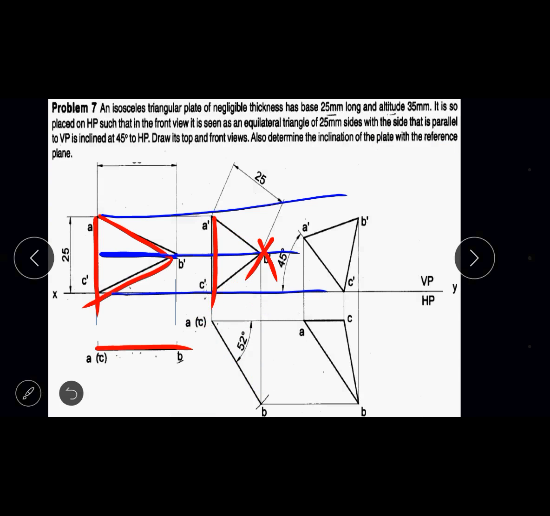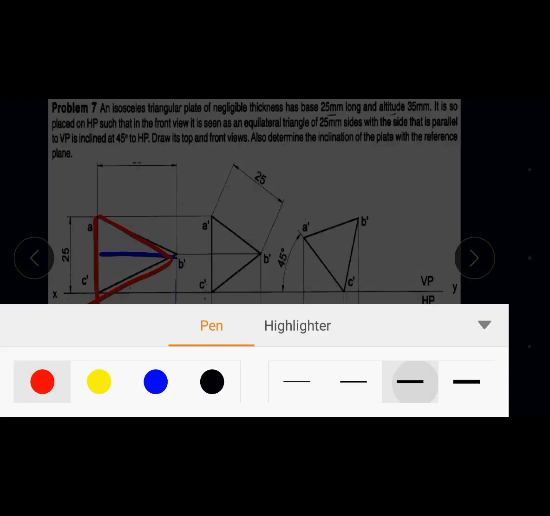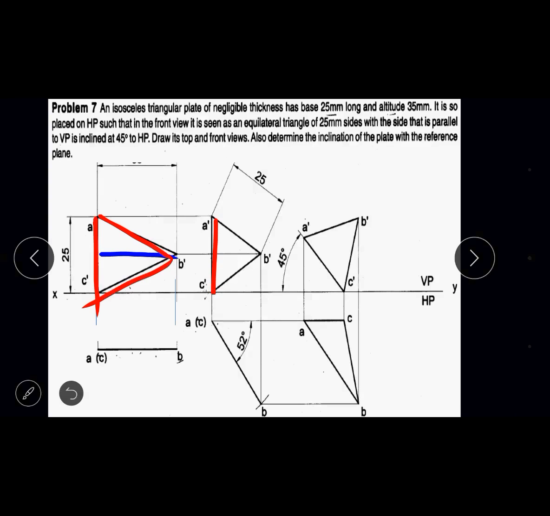You can see that in the second figure, this is the second figure. So there are three sides of an equilateral triangular lamina: A' C', B' C', and A' B'. Out of these three sides, now tell me which is the side placed parallel to VP? The side that is parallel to VP. So this side, A' C'.